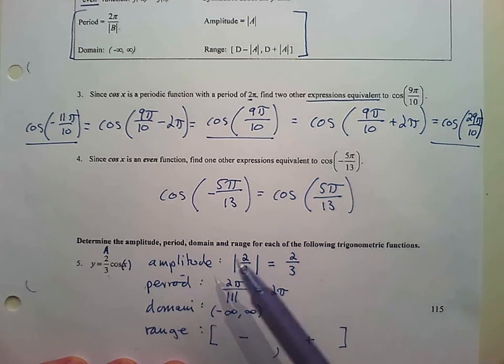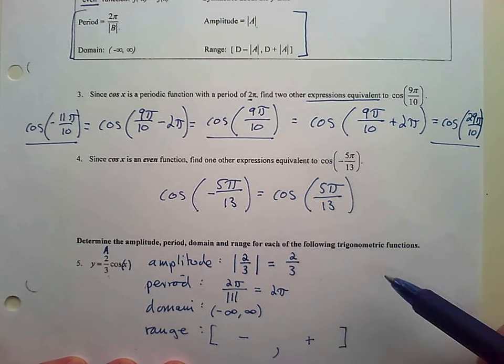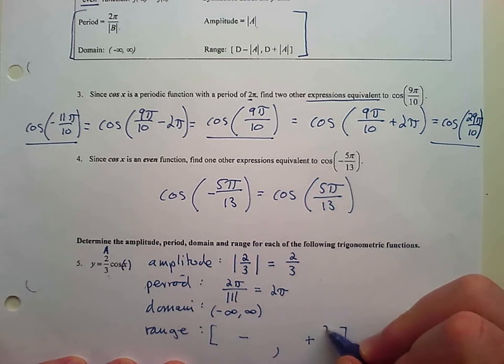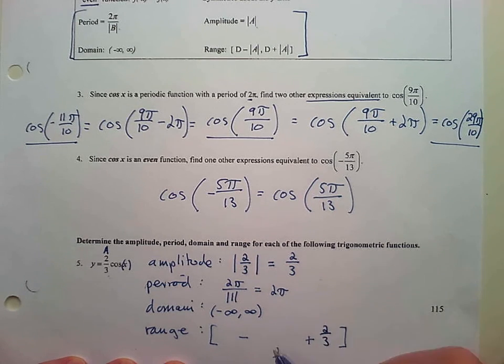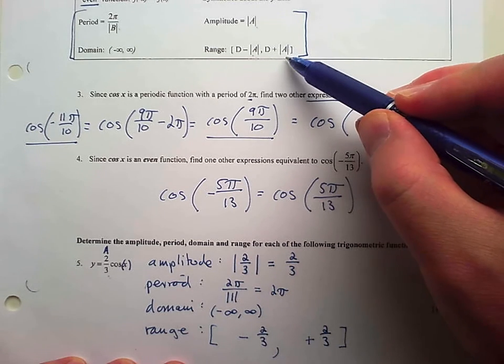Well, here we already know that from our amplitude, the absolute value of A is simply equal to 2/3. So therefore, I'm going to plug in 2/3 here for the absolute value of A into this definitions formula.